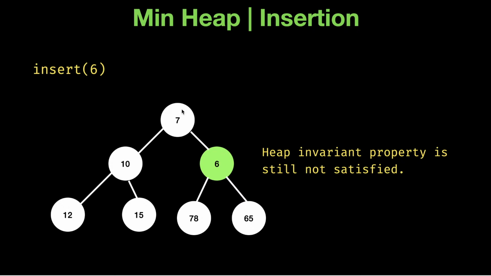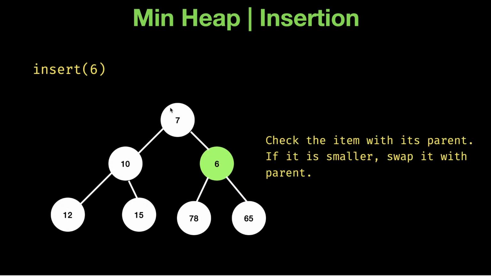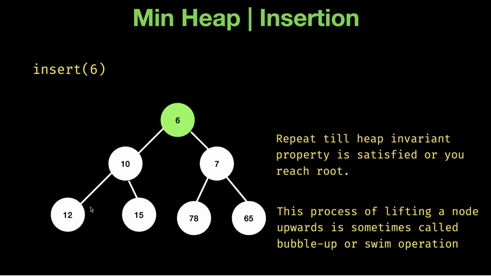So we check the parent. If the parent is greater, then we just swap it with the parent. 6 goes up, 7 comes down. Now we check, is the heap invariant now satisfied? 6 is less than 10, 6 is less than 7, 7 is less than both of its children, 10 is less than both of its children. Yeah, this is satisfying the heap invariant property.